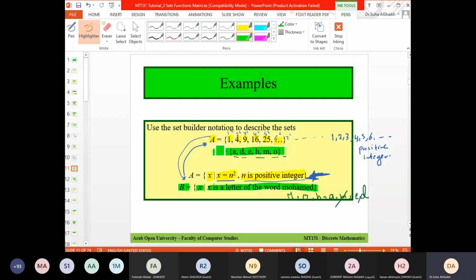طبعا the order is not important. We mentioned this. ما يفرق الترتيب. We don't care about the order. We don't care about the repetition. Repeated نشيله خلاص. We don't repeat elements.